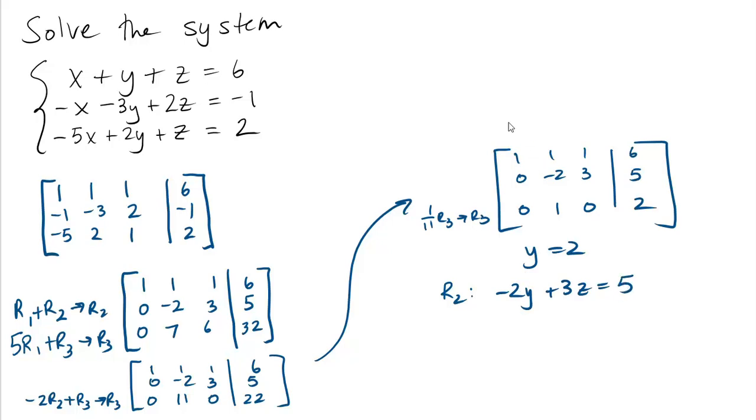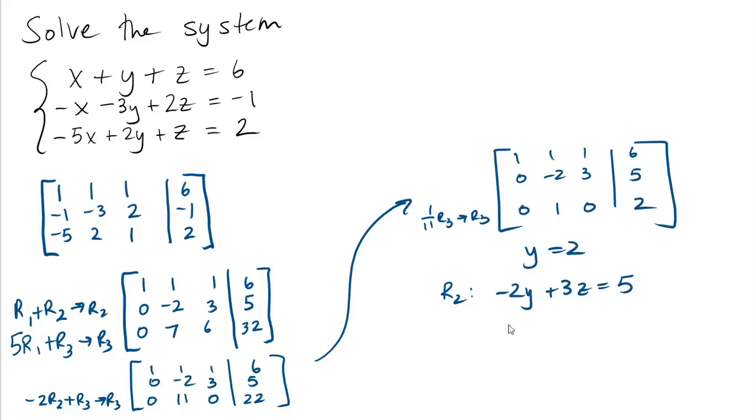How do I know that? Well, remember, we put all of the x coefficients in the first column, we put all of the y coefficients in the second column, and all of the z coefficients in the third column. In row 2, the x coefficient is 0, so there are no x's. We just have -2y plus 3z, and then this line segment is where the equal sign goes, equals 5.